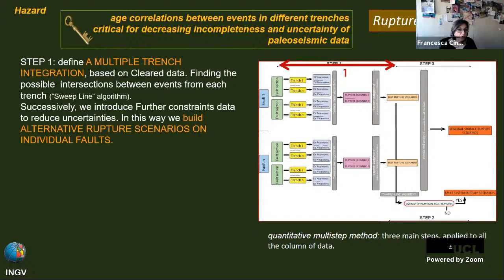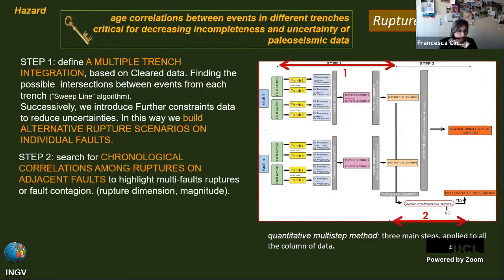Step one, define a multiple trench integration, finding the possible intersection between events from each trench, and this is based on clear data. And then we introduce further constraint data to reduce the uncertainty, and in this way we built alternative rupture scenarios on individual faults.